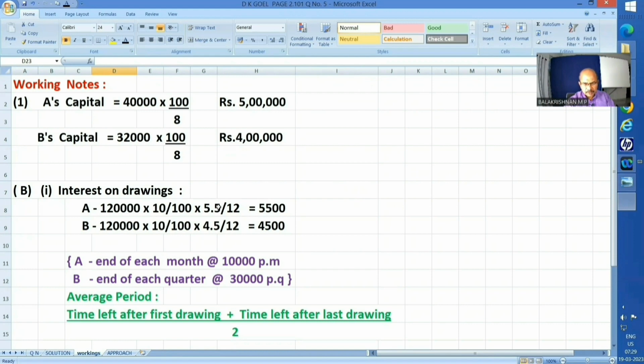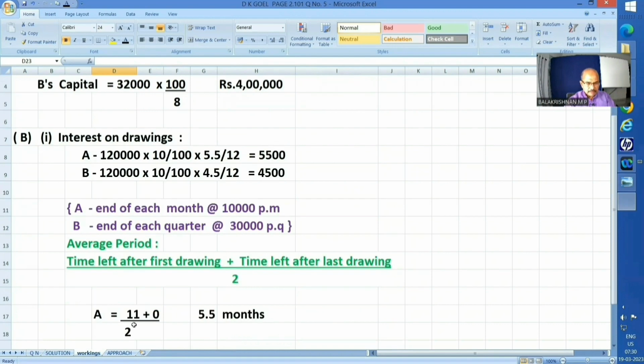Now, I need to explain to you why this 5.5 and 4.5 comes. A draws at the end of each month. So go for the average period: time left after first month plus time left after last month, divided by 2. That means he has made his first drawing when? April end. April end to next year March end, how many months? 11 months. And the last drawing, next year March end. March end to March end, of course, 0. So 11 by 2, 5.5. Okay. So this is explained.